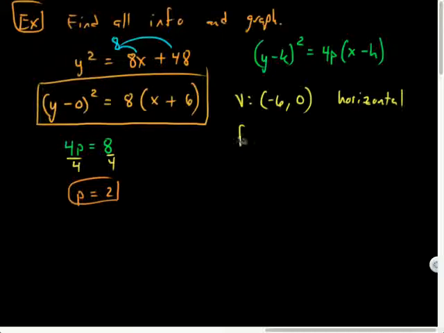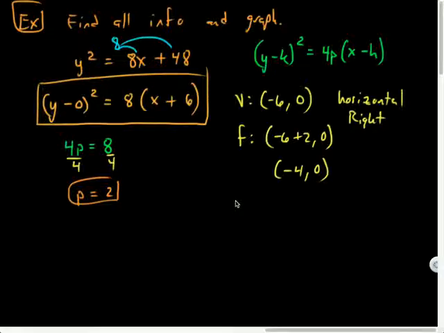So that means my focus, now let's see, P is positive, so which way does this open? Right, because it's horizontal. Okay, so for my focus I'm going to add 2 to which coordinate? Right, so -6 plus 2. Normally I wouldn't have to write that out, but just for the sake of our notes, our first example, it's not a bad idea to. So there's our focus.